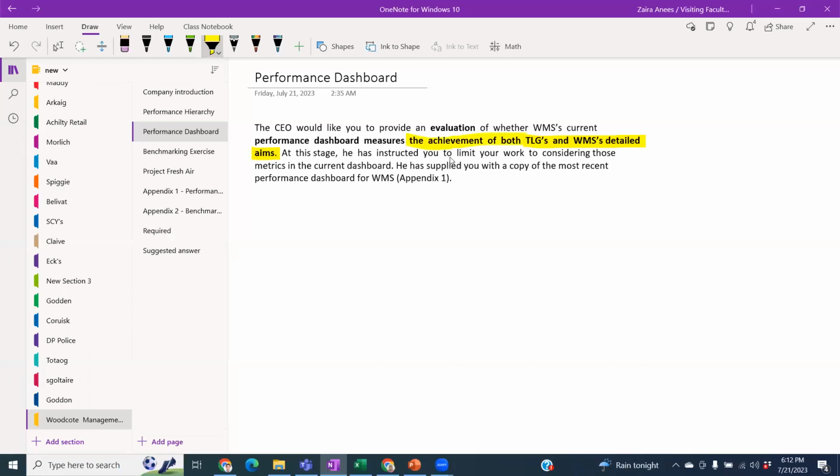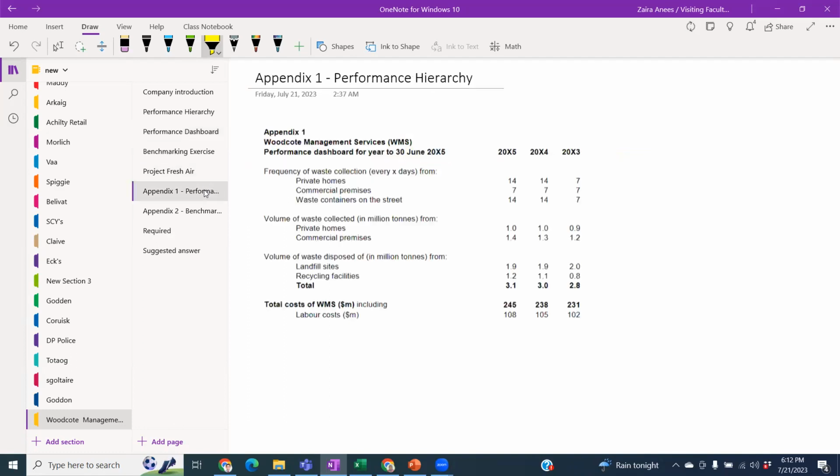At this stage, he has instructed you to limit. Now, this is also part of communication. You to limit your work to considering those metrics in the current dashboard. Current dashboard means probably in appendix number 1. He has supplied you with a copy of the most recent performance dashboard in WMS in appendix number 1. This is appendix number 1, right?